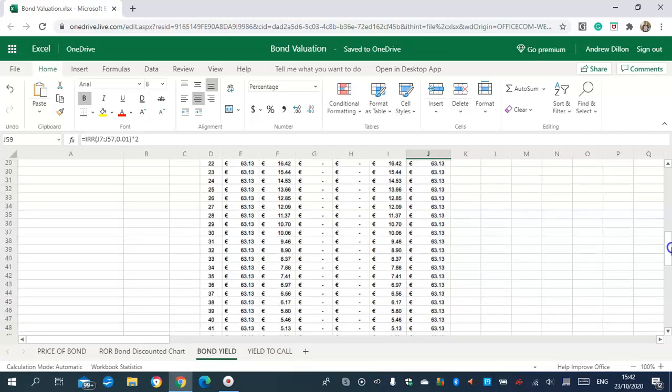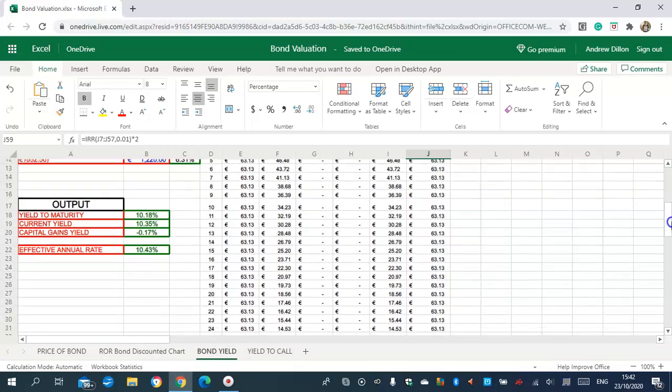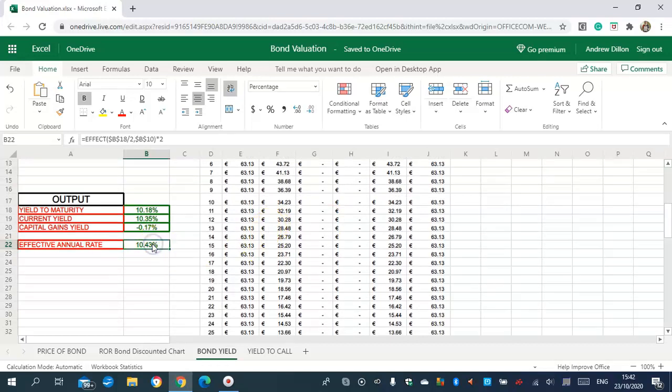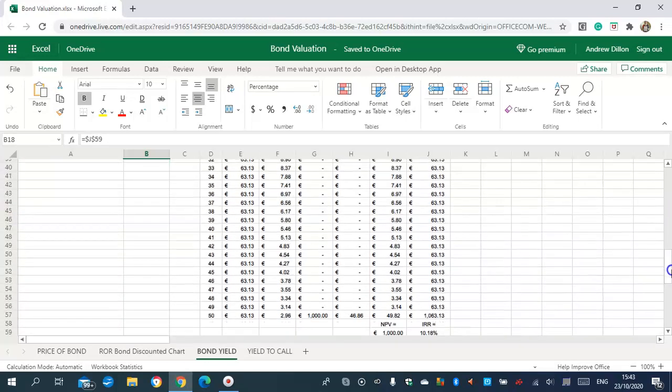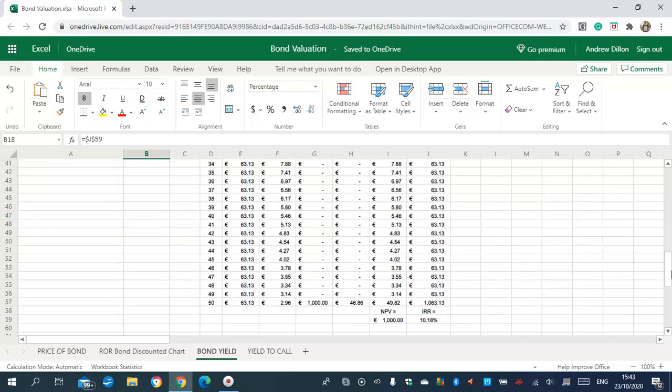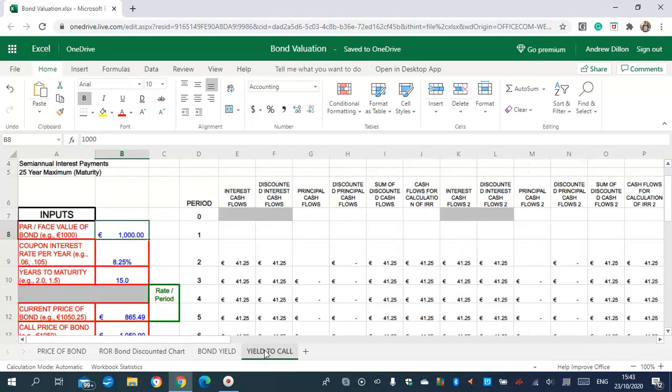Let's go and check the outputs. Yes, so the answer I got now is updated to 10.43%, and the yield to maturity is 10.18%. Okay, so that is the bond yield sheet finished. Now let's go to the last one, which is the yield to call sheet.